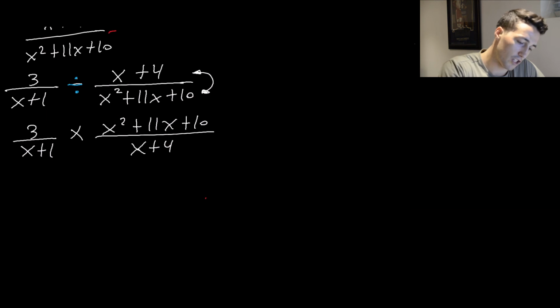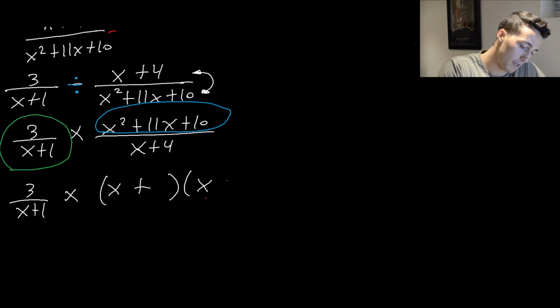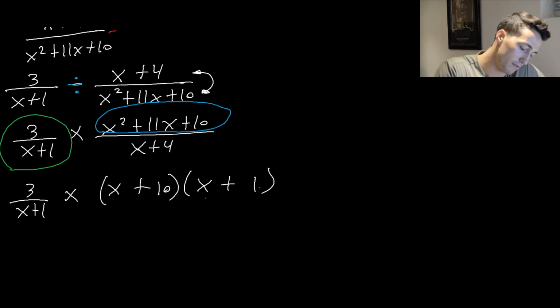So now we can look at each of these terms and factor the numerators and factor the denominators. So this term here really can't be factored any more simply. So we can just write 3x plus 1. And then this term over here, this numerator term, can be factored. So it's going to be times x plus something times x plus something. So what are the factors of 10 that are going to sum to 11? And that's going to be 10 and 1. 10 plus 1 is 11. 10 times 1 is 10. So that's going to be over x plus 4.